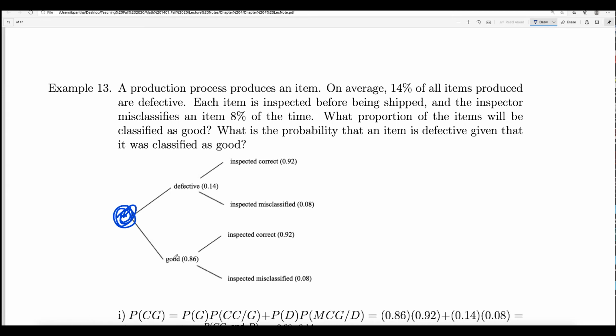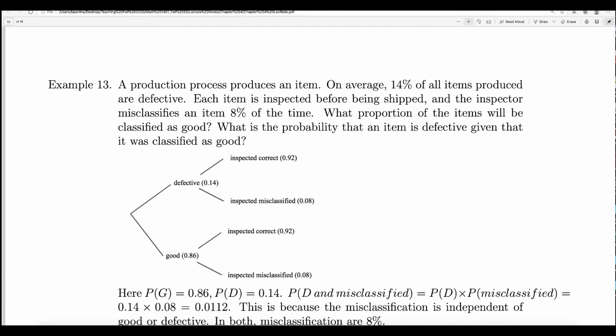Similarly, for the good, 8% of the time they were misclassified as defective, and 92% of the time they were correctly classified as good. All right, let us look at the solution of this problem. In the inspection process, 14% of the items are defective. In the production, 14% of the items are defective, and 86% are good.